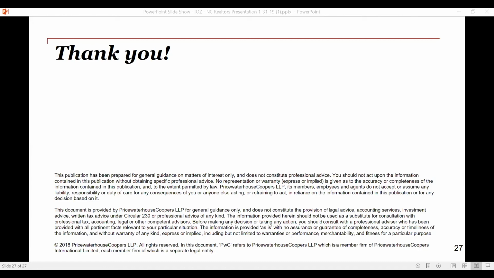Okay. The next question we've received is, can an IRA invest in a qualified opportunity fund? If the IRA has eligible capital gains that it would have to pay tax on, then yes, it can defer paying tax on those capital gains and invest in an opportunity zone fund. Okay. Can you transfer with a 1031 into a qualified opportunity fund?